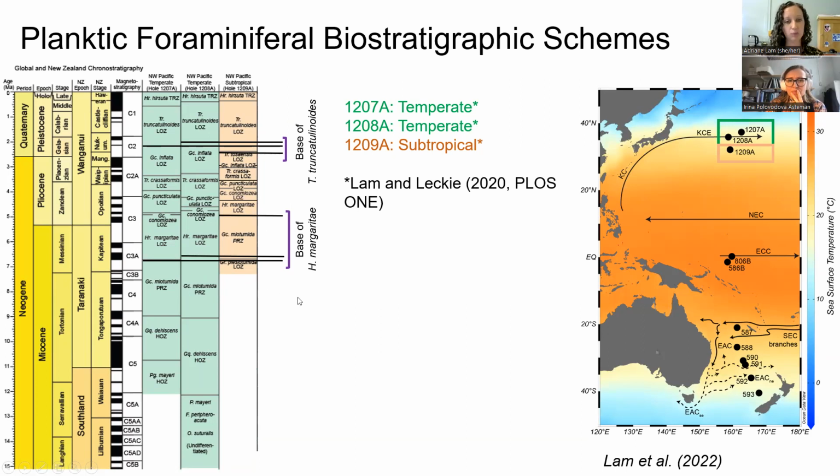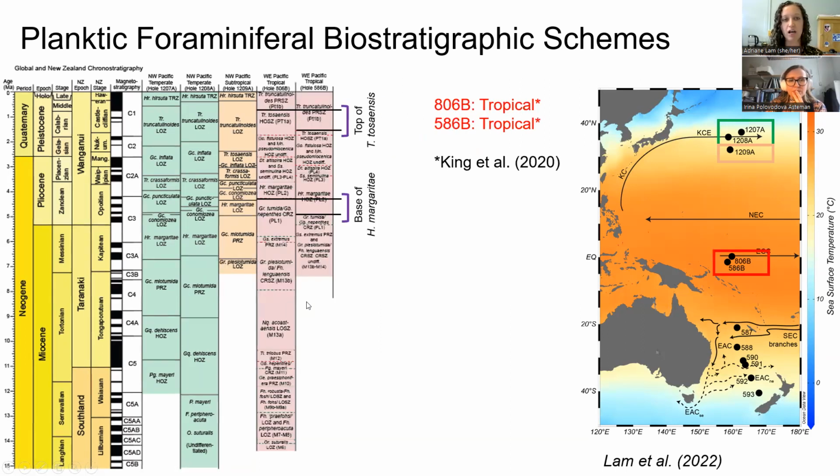margaritae, again, super diachronous. So let's now add in the Western Equatorial Pacific tropical sites. So these are Sites 806B and 586B. They lie very closely together. However, their biozones are quite diachronous. So I should also say we applied the tropical to subtropical biostratigraphic zonation scheme to these sites. That's from King and others in 2020.